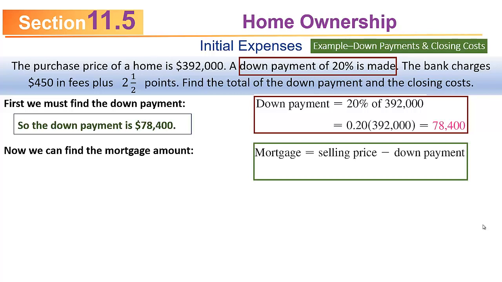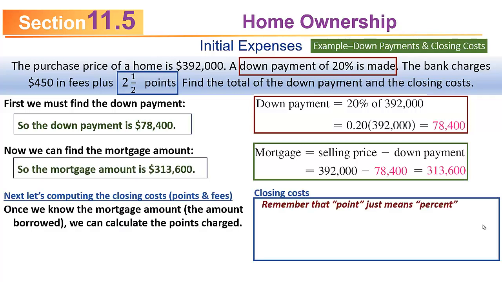The mortgage amount is the selling price minus the down payment. Why do we need the mortgage amount first? Because the closing costs are based on the mortgage amount. So even though they didn't ask for the mortgage amount, we can't find the closing costs without getting the mortgage amount. The selling price is $392,000. We subtract away the down payment and we find out that the mortgage amount is $313,600. That $313,600 is what the closing costs are based on.